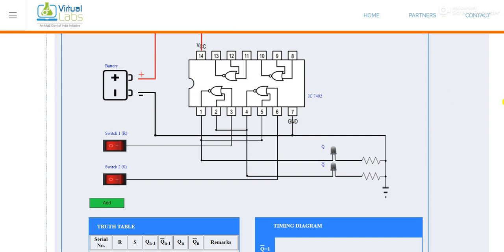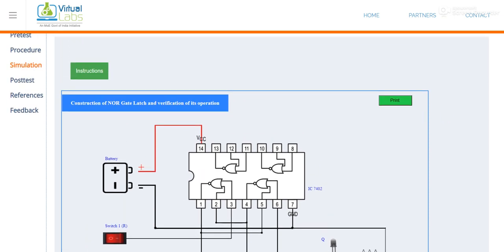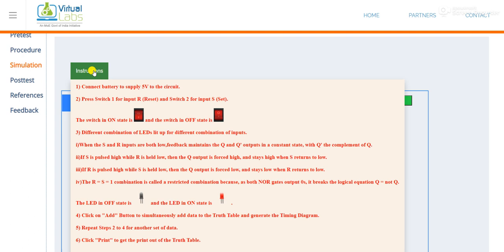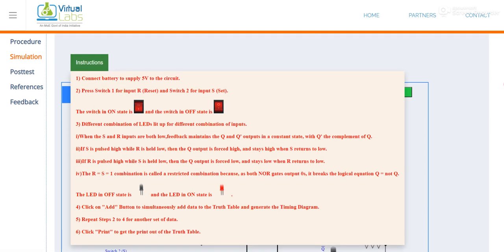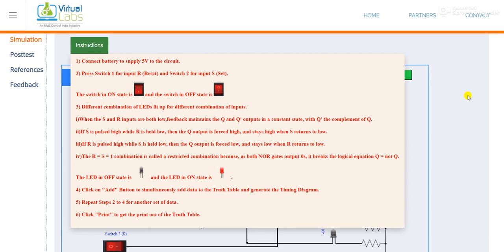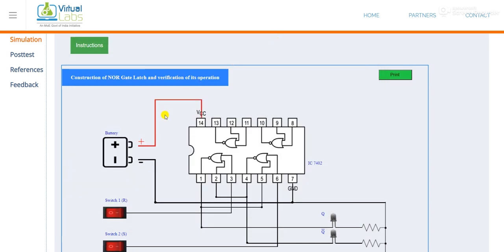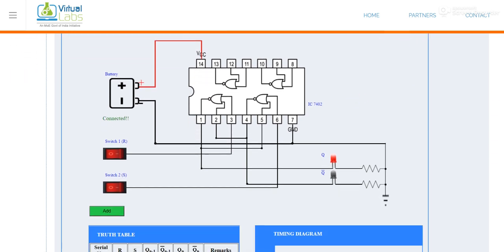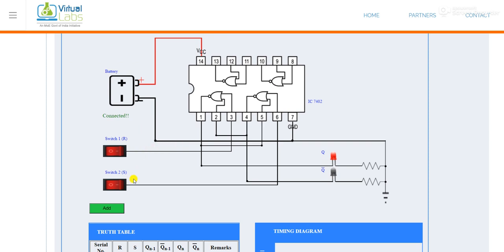Okay, so here on the left hand side there is a list of instructions which we have to follow. Please read these instructions and follow one by one. First we have to connect the supply. So first we have to connect our battery to the circuit. Now it's connected. Then next step is to apply the value of R and S with the help of these switches. This is on condition, this is off condition.